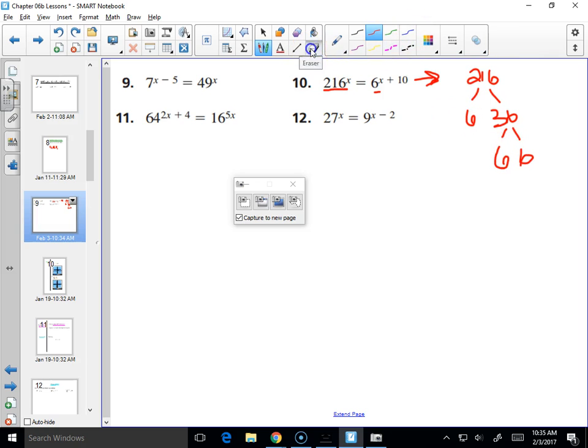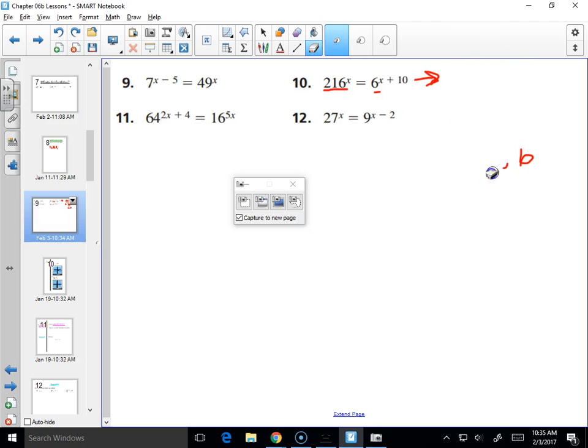And why is that good? Because we can go ahead and say 216, hey buddy, we know who you are. You are 6 cubed, right? Yes. So let's go ahead and rewrite 216 as 6 cubed.